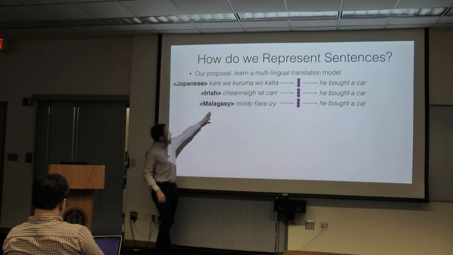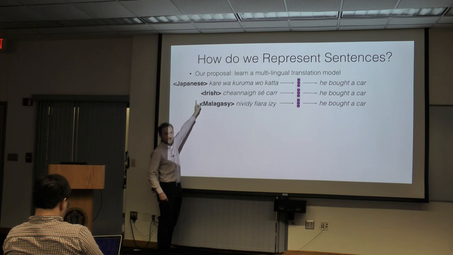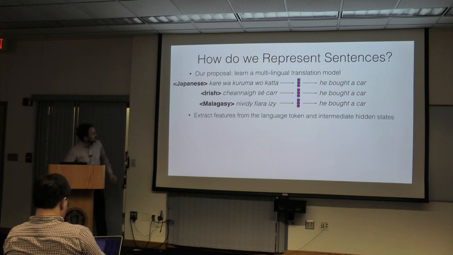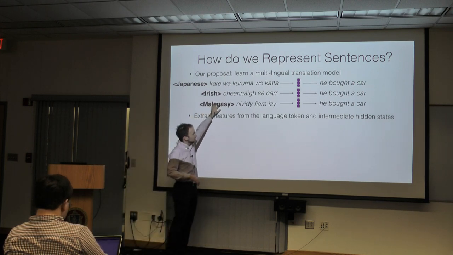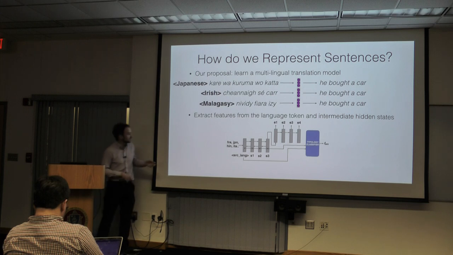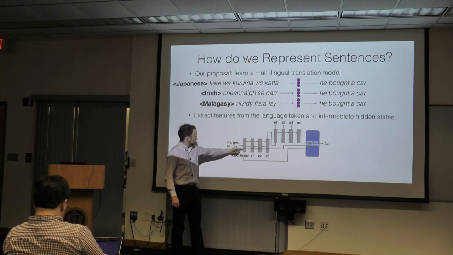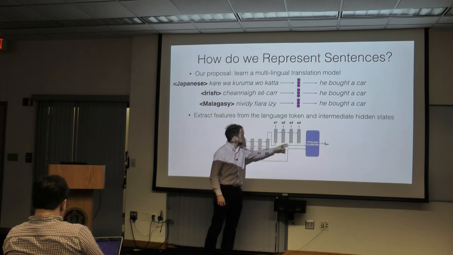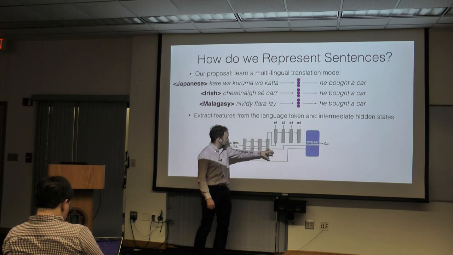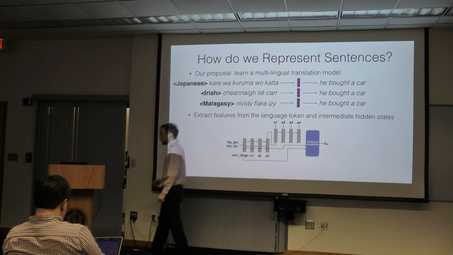then we use a single model where we input all of the sentences in all of these languages, and we also put an extra tag that says this is a sentence from Japanese, this is a sentence from Irish, this is a sentence from Malagasy. And then we extract features from the vector representing this token and the intermediate hidden states that we use while we're performing this translation. So to give a scheme diagram of what we're doing, we encode the source sentence. We then have a neural machine translation model, which encodes the sentence and then outputs the target one by one. And we take all of the states here and we average them together for each sentence in the language. And then we also take the vector for this language token and we feed both of these in as our representation of the language.